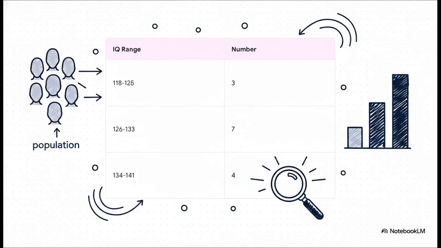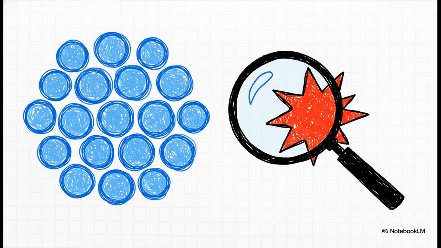A classic interrogation tool is a simple frequency table. For example, say we have a list of IQ scores. Just by grouping them up and counting, we immediately see that the most common range is between 126 and 133. It's a simple first step, for sure, but it instantly gives us our first solid lead, the most common characteristic of our subjects.